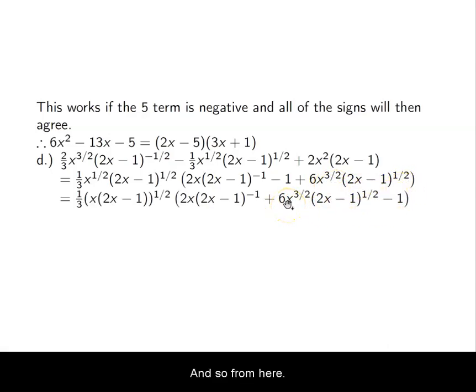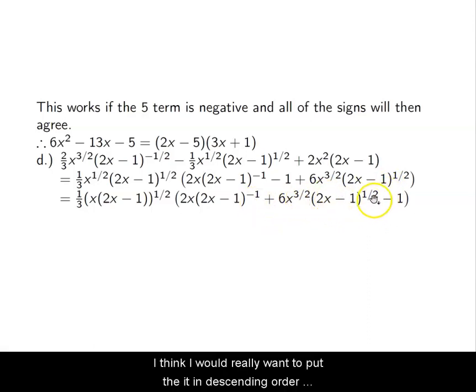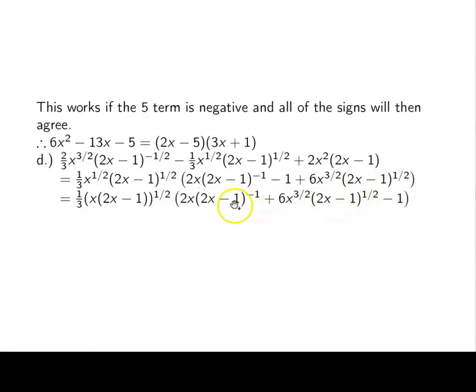Okay. And so from here, basically all I'm doing is rearranging everything so that it's kind of in order. Ideally, I would want to put it in descending order, so maybe this term would go first, but at this point, it doesn't really matter, right? I just want to put the constant at the end because it doesn't fit in with everything else, so throw it at the end, okay? Now, if I wanted to, I could try to factor the inside a little bit more. I mean, it's not a perfect trinomial. This is not going to be very clean. This is as far as we can get, right?